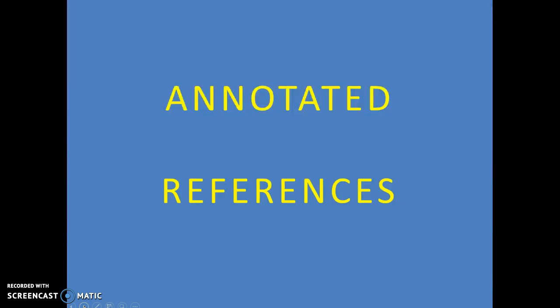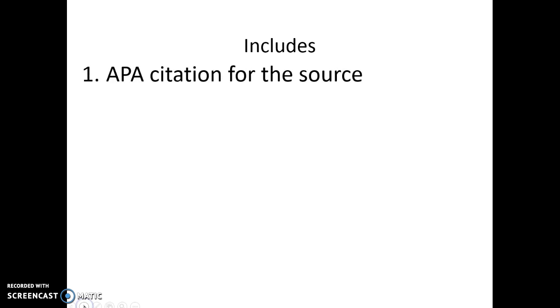So what is an annotated reference? An annotated reference includes the APA citation for the source. This means you'll be putting your sources in APA citation as they would look in a reference page. Once you've done this assignment, then your reference page is pretty much set and ready to go in APA format. Then you're going to include an annotation or a note about the source.